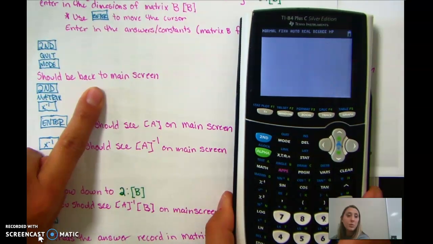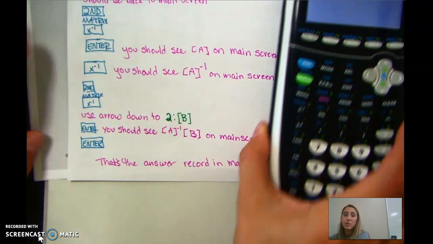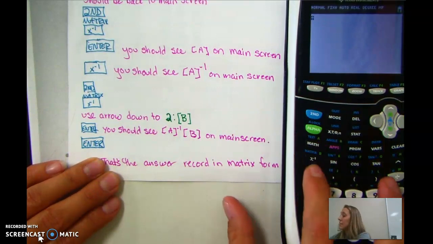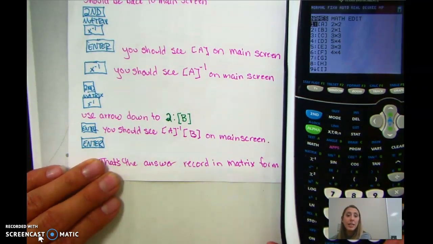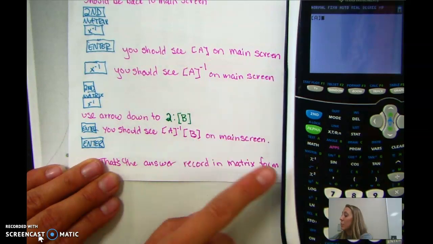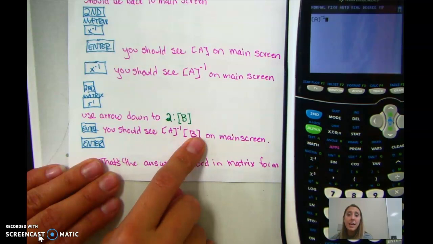Okay, so this is where we are. Should be back on the main screen. Now we're going to start entering some things in. We're going to hit second, matrix again. It's on matrix A, so we're going to hit enter. You should see matrix A on your main screen. I do. Then I'm going to hit this inverse key, and now you should see matrix A to the -1 on my main screen, and I do.